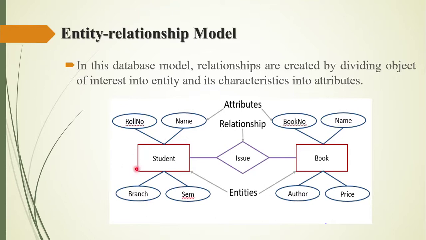So each entity has multiple attributes, okay. Now each and every entity has a relationship, okay. So student issue book, this is an example of a library management system. Issue is a relationship between student and books, okay. So this is the entity relationship model in which we have three major parts, that is entity, second is attributes, and third is relationship.